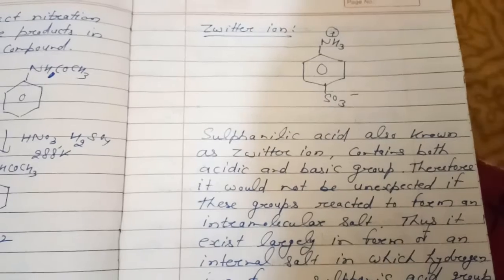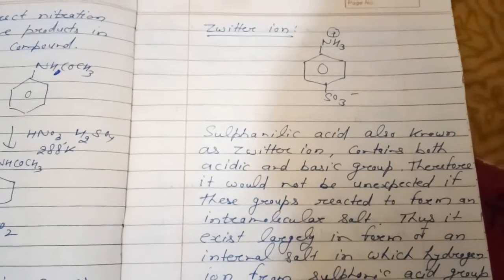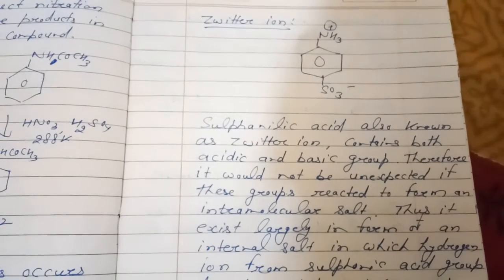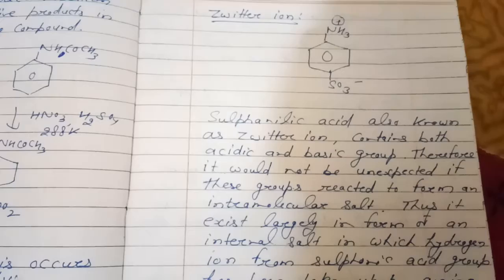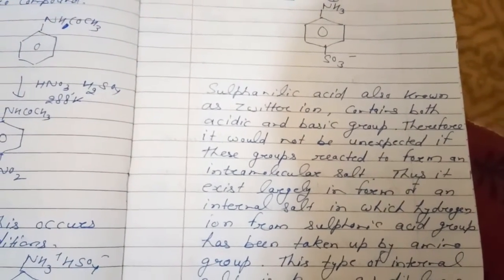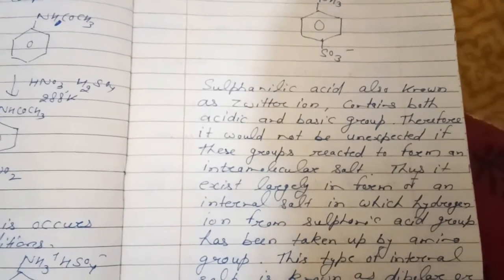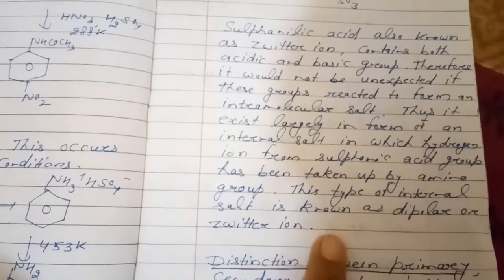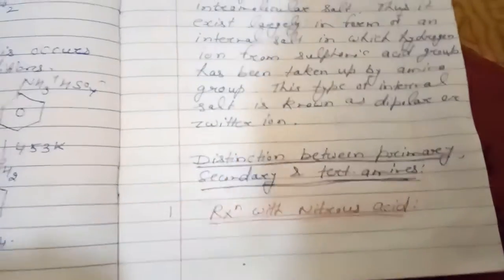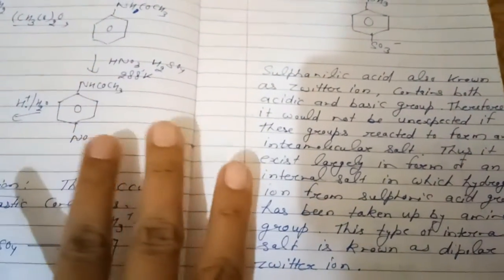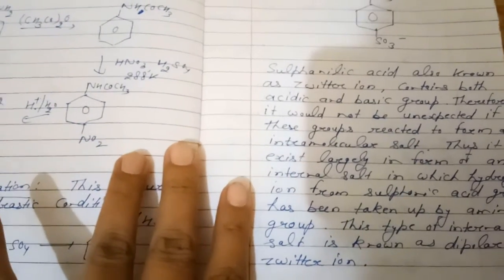What is a zwitterion? Sulfanilic acid is also known as a zwitterion because it contains both an acidic and a basic group. Therefore, it would not be unexpected if these groups reacted to form an intramolecular salt. Thus, it exists largely in the form of an internal salt in which the hydrogen ion from the sulfonic acid group has been taken by the amine group. This type of internal salt is known as a dipolar ion or zwitterion. Okay, this was all about electrophilic aromatic substitution in case of amines. Thank you, students.